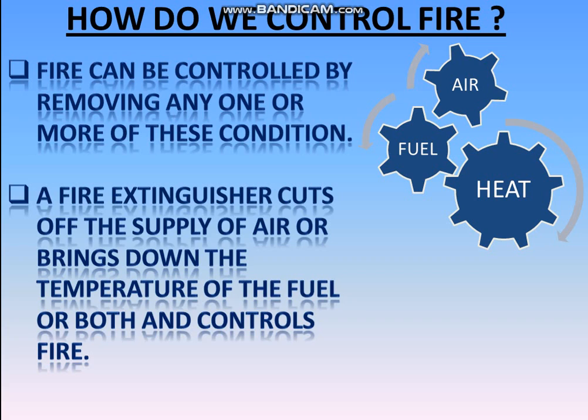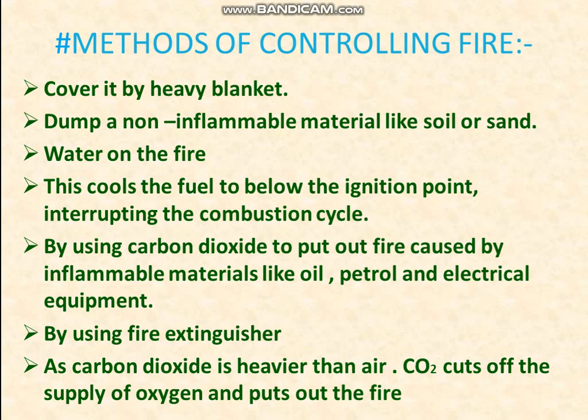A fire extinguisher cuts off the supply of air or brings down the temperature of the fuel, or both, and controls fire. Methods of controlling fire: cover it with a heavy blanket, dump a non-inflammable substance like soil or sand, or pour water on the fire. This cools the fuel to below the ignition point, interrupting the combustion cycle.